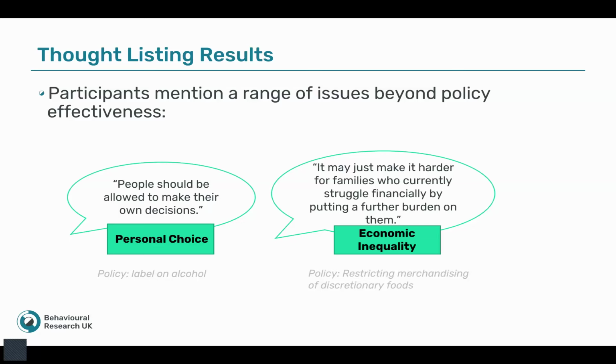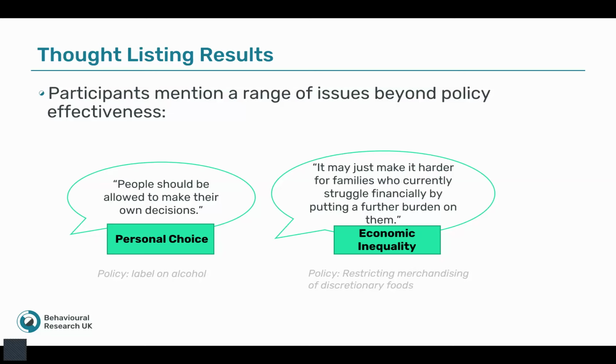So this idea of personal choice when it comes to labelling on alcohol, and that people should be allowed to make their own decisions. And then beliefs around economic inequality attached to these policies, fairness, that restricting merchandising of discretionary foods, which is a lot of the deals that you see in supermarkets, especially around snack foods or more unhealthy foods, could put further burden on families who are currently already struggling.